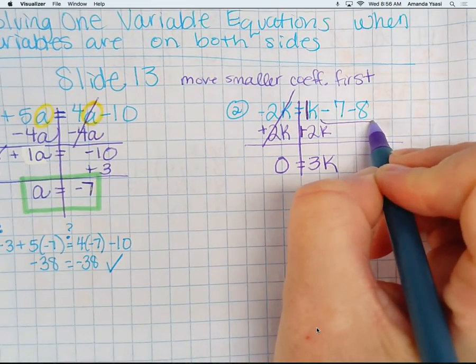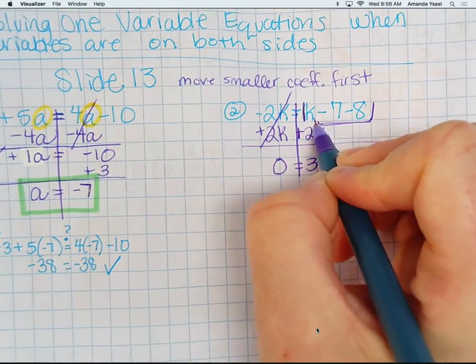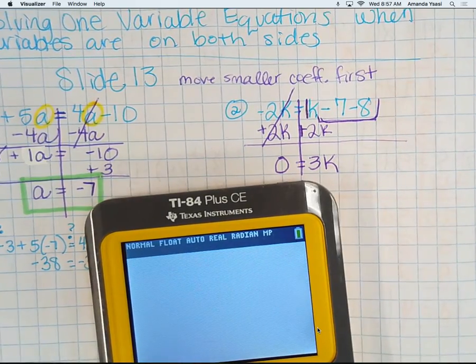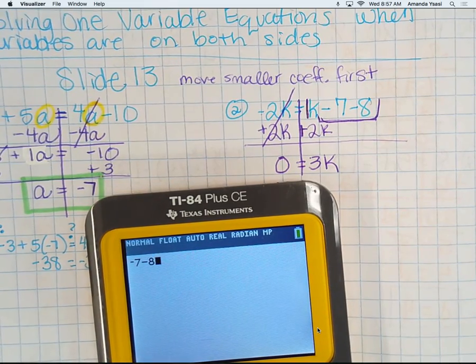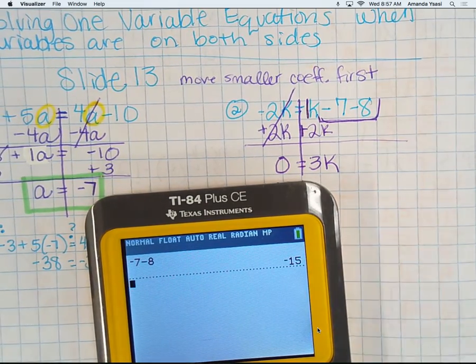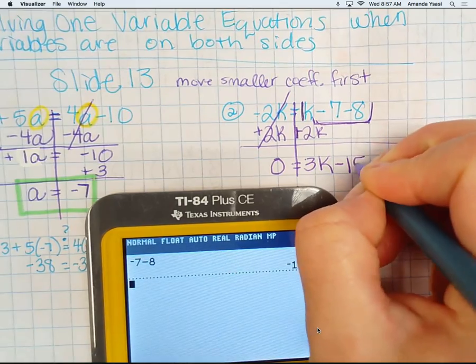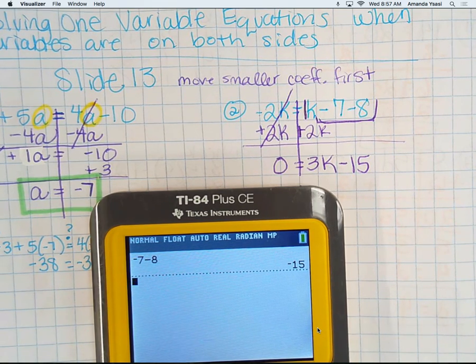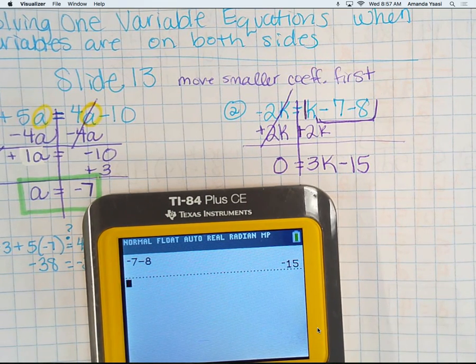Oh, but I forgot to do something with this. What can I do with that? I can actually find out what that is. -7 minus 8. -15. So minus 15. I should have simplified that before I started moving things around. Sorry. Little mistake there. But it's okay. It's not going to mess anything up.